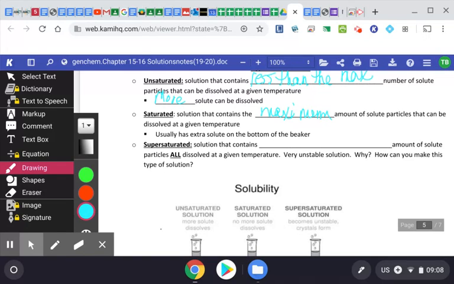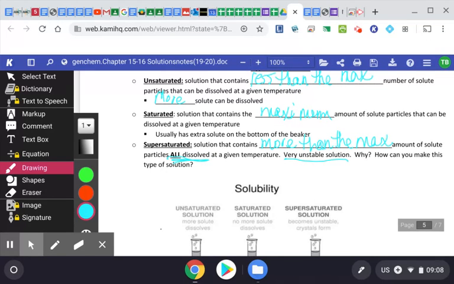A supersaturated solution is kind of a phenomenon. It's one that contains more than the maximum amount of solute particles, and they're all dissolved at a given temperature. So it's holding more than the max that it should, which makes it a very unstable solution. It should not be able to dissolve all that extra solute.